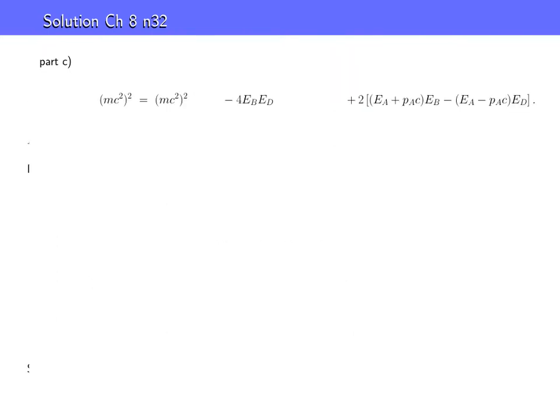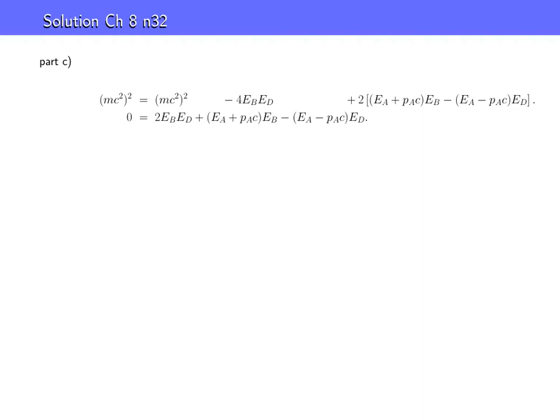And let's go to the next line, which is again just more cleaning this up. Notice that we have (MC squared) quantity squared on both sides. We cancel those. And I divide by 2, and I flip the sign. So we have this expression here. Again, it's the later parts of those. And we just continue to solve as we go down.